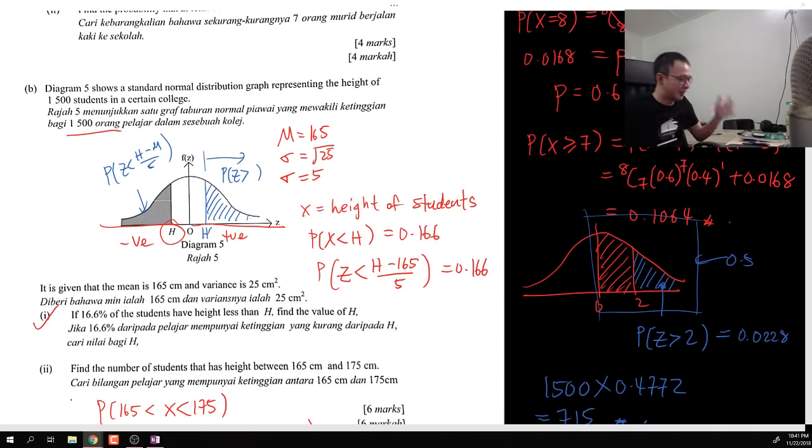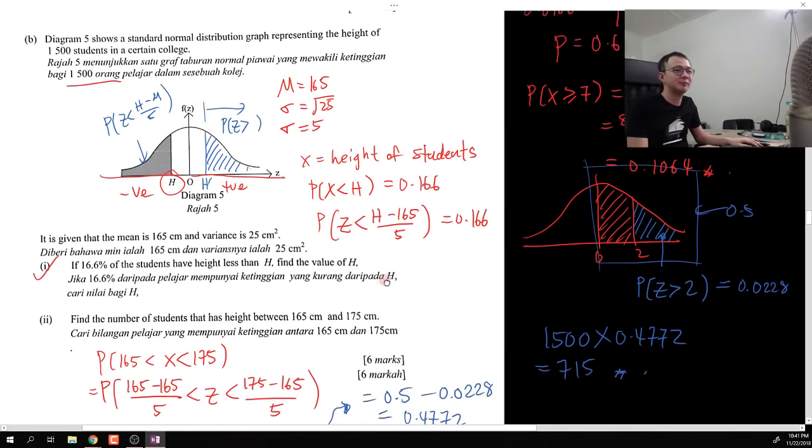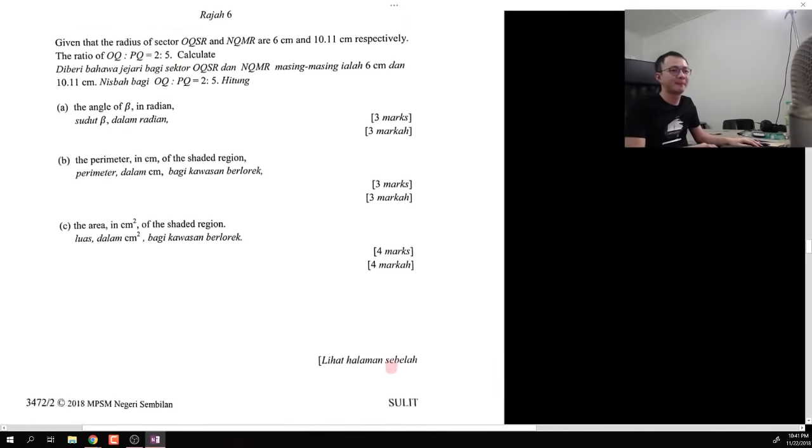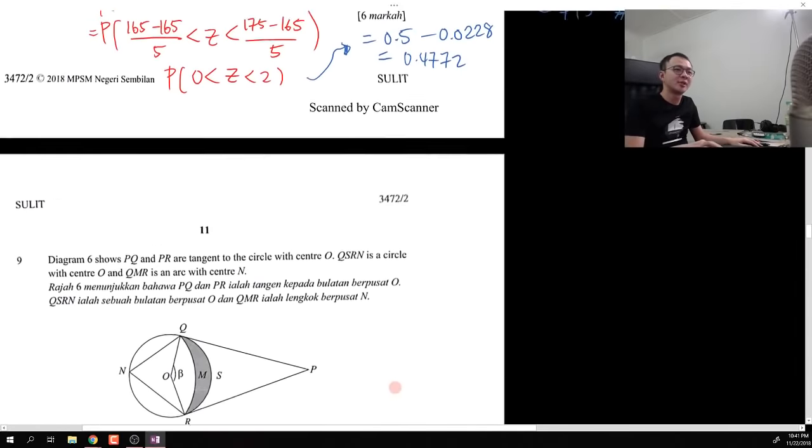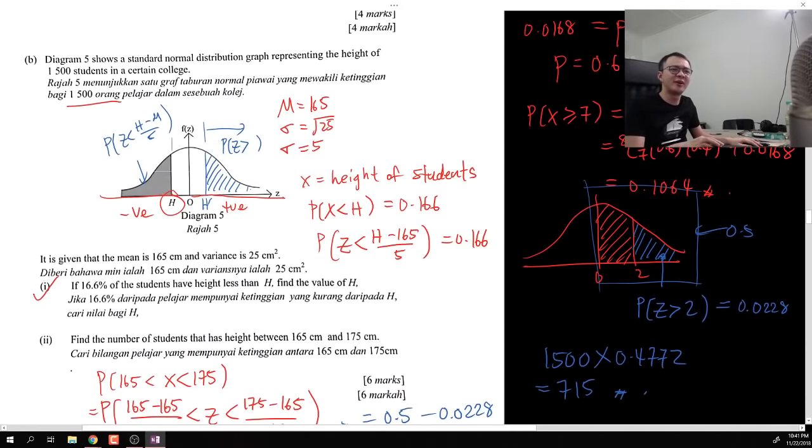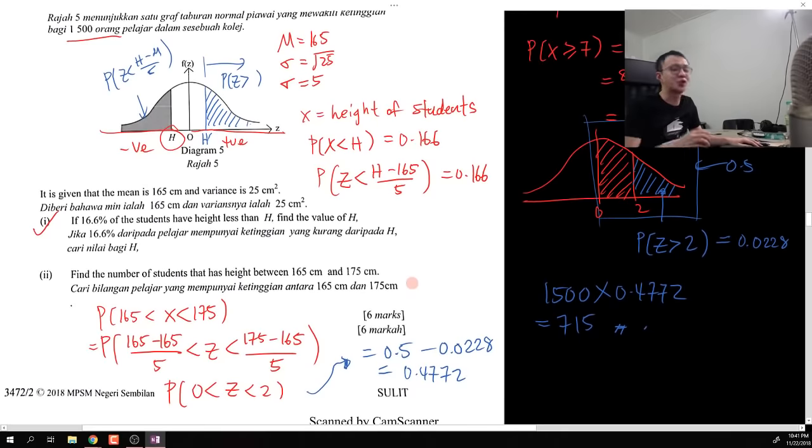But anyway, let me move on. So I got 0.4773. Yeah, should be fine. 0.4772 or 0.4773 should be good.